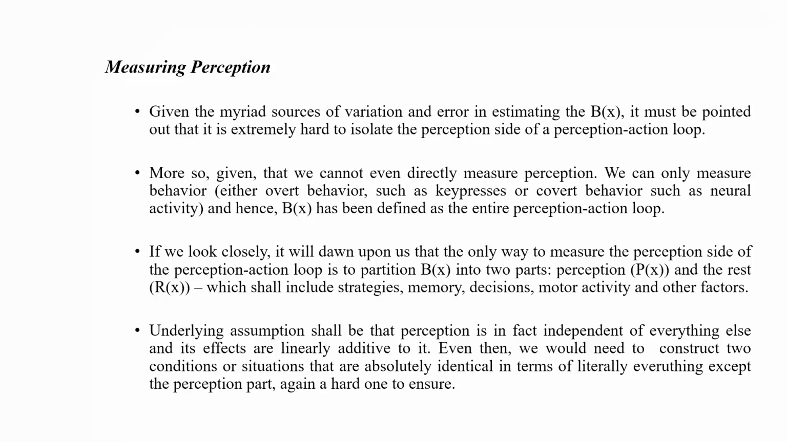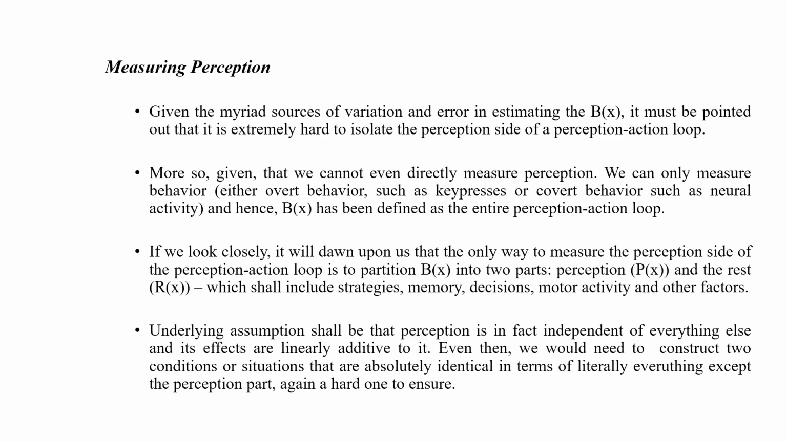Now, if we look closely, it will dawn upon us that the only way to measure the perception side of this perception action loop is that you basically divide the B of x into two parts. First is the perception part, looking at the stimulus, and second is Rx, which is basically the response strategies. Okay. So, strategies, memory, decision, motor activity, other factors. So, you can still say there are two parts in this B of x that we want to study. This will get much clearer when I talk to you about experiments in some detail.